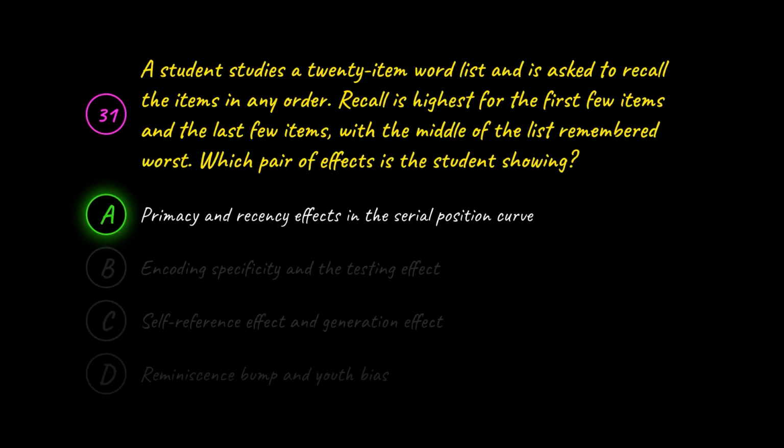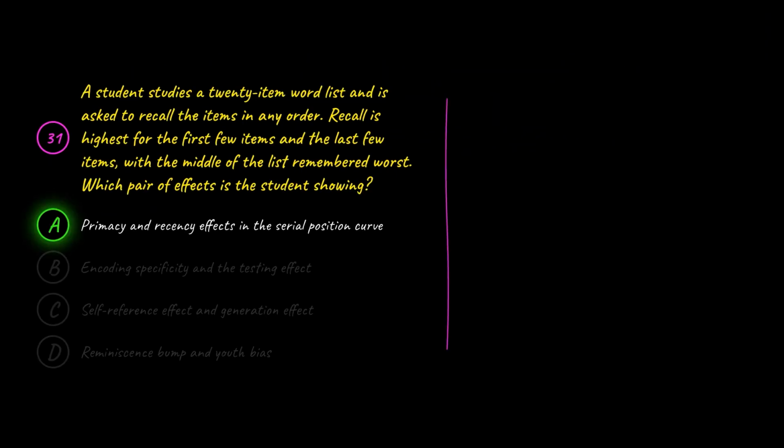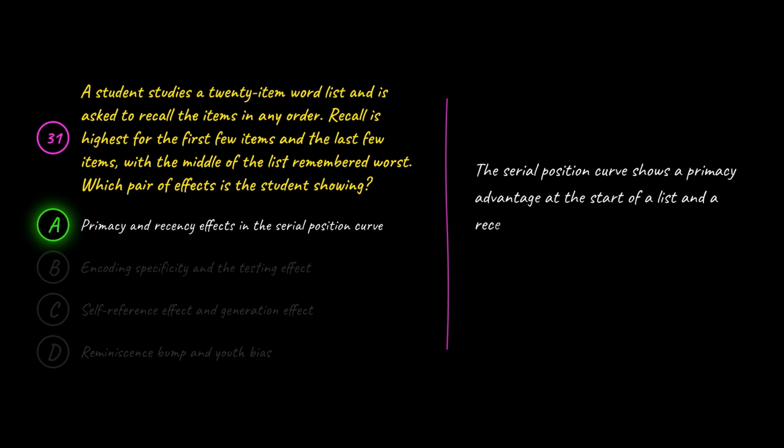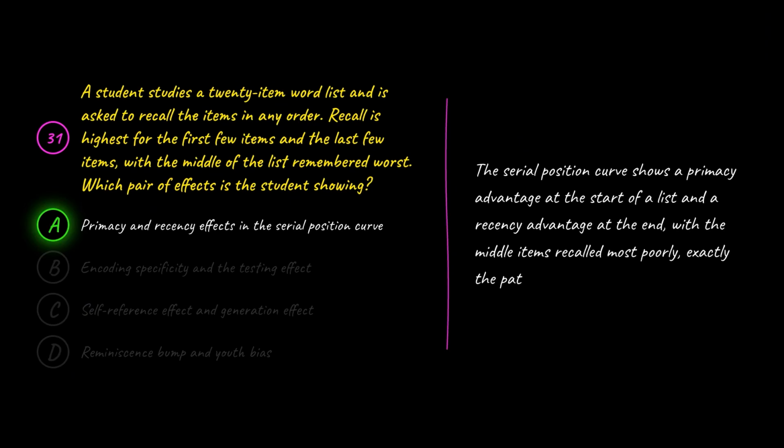The correct answer is A. Primacy and recency effects in the serial position curve. A is correct because the serial position curve shows a primacy advantage at the start of a list and a recency advantage at the end, with the middle items recalled most poorly, exactly the pattern described.